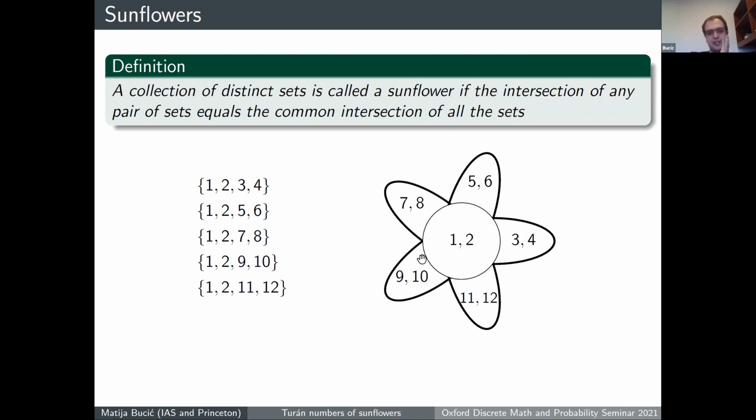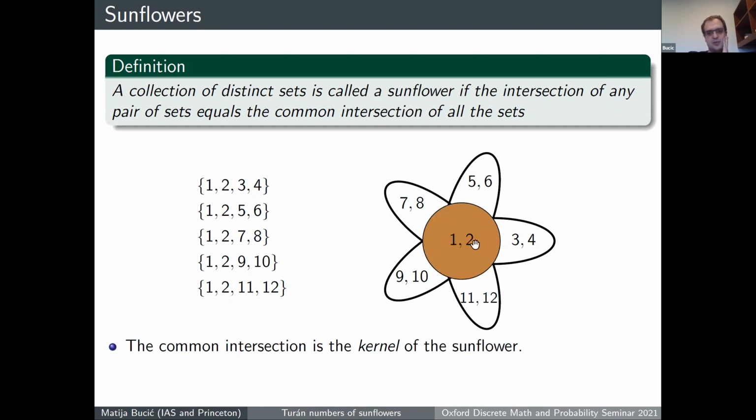It's because it's useful to think about it in terms of these kind of pictures, where the sets consist of this central part and a petal, and then these 5 red kernel plus petal things are the actual sets of our sunflower. We usually call this central part the kernel. So this is the common intersection of all of the sets. It's denoted in brown here. And we think of the unique parts of the sets as petals. So they are here denoted in yellow. So this would be set 3, 4, 5, 6, 7, 8, and so on.